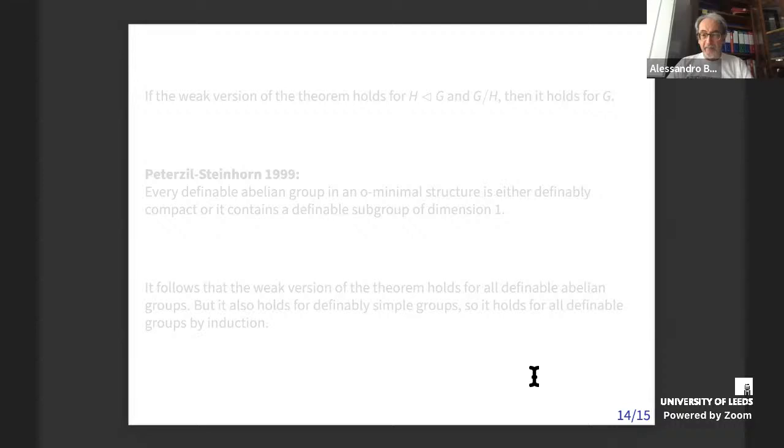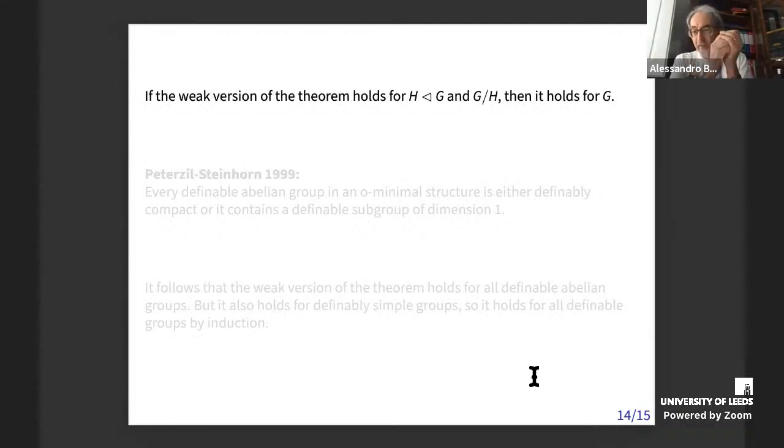Now, remember that we are aiming towards the weak theorem, in which there is no notion of cohesiveness. We just have several sorts, and we want to generate the group by sets living inside a single sort. So if this weak version of the theorem holds for a subgroup and a quotient, then it holds also for the group, you can show. We have already managed to deal with dimension 1 and definably compact. Dimension 1 because they are cohesive, definably compact because of what I just proved.